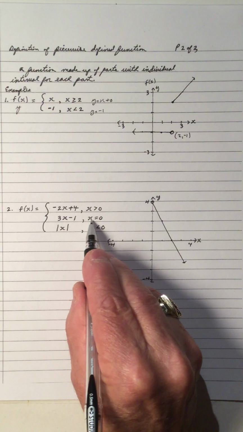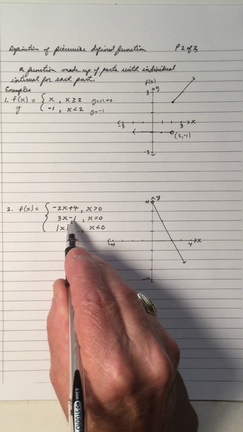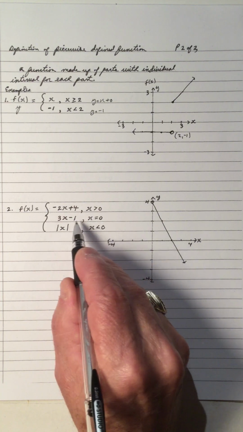But this point is not included. So when x is 0, then we put a 0 in here. We get 3 times 0 is 0, and we get a negative 1. So when x is 0, y is negative 1.